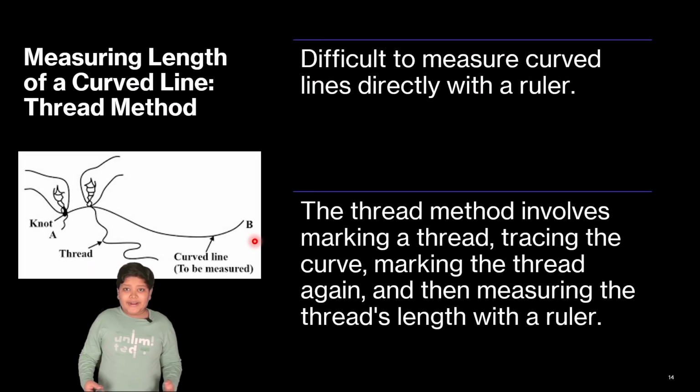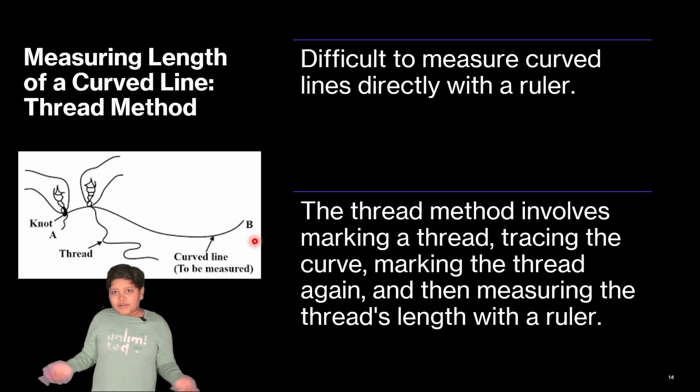Measuring a curved line directly with a straight ruler is impossible. One effective way is the thread method. You can take a thread and mark a starting point and carefully lay it along the curve, segment by segment. Once you've traced the entire curve, you mark the thread at the end point and then simply straighten the thread and measure the length with the ruler.